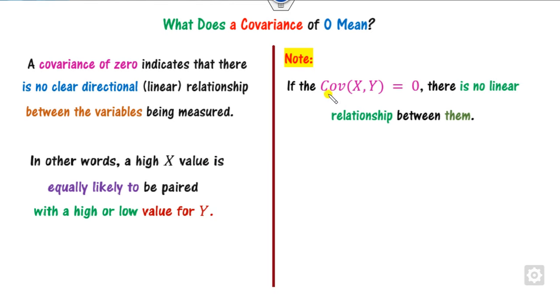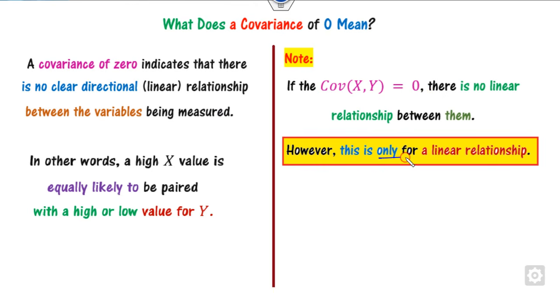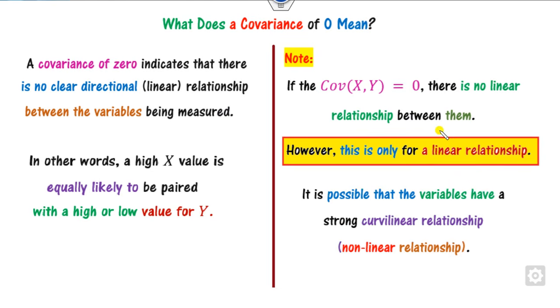Remember that when the covariance is 0, it doesn't mean there is no relationship of any kind between them. The converse is not true. If the covariance is 0, there is no linear relationship between them, but this holds only for the linear relationship. There may be a non-linear relationship between them. So it is possible that the variables have a non-linear relationship.